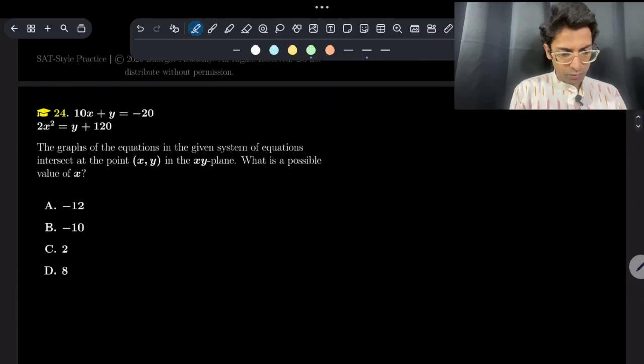Alright, once again, let's look at the problem. 10x plus y equal to minus 20. So this is a linear equation. 2x² equal to y plus 120. Here we have our nonlinear equation.